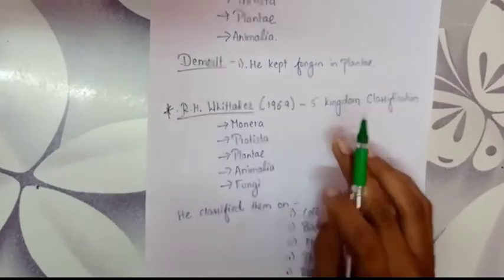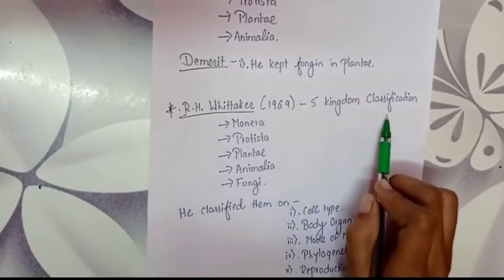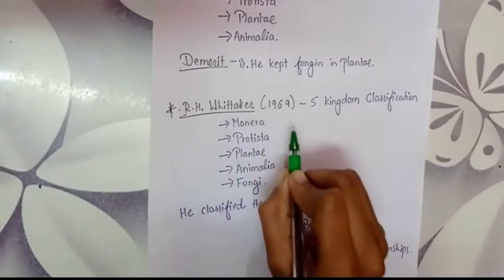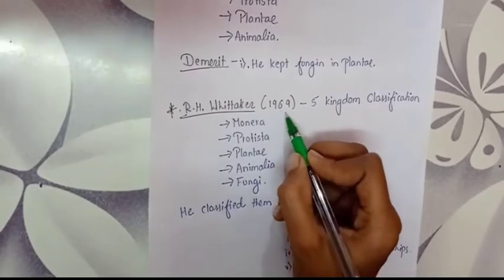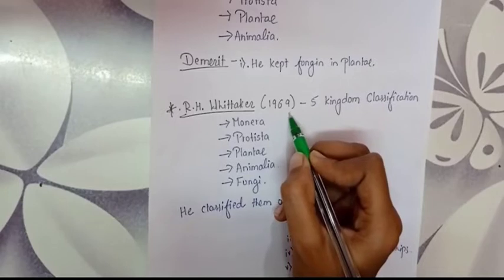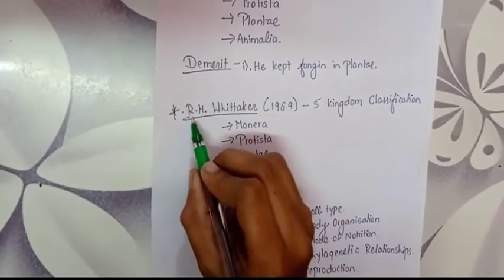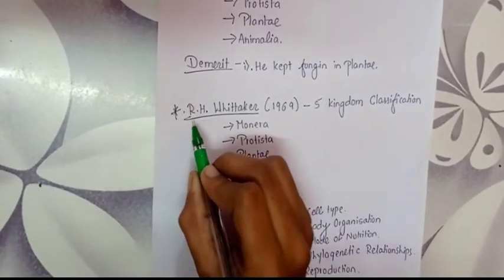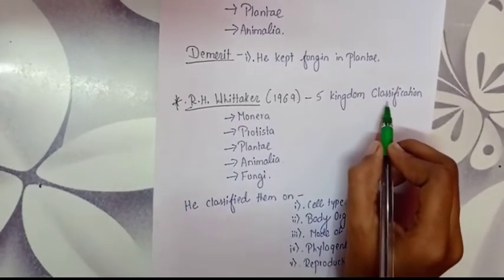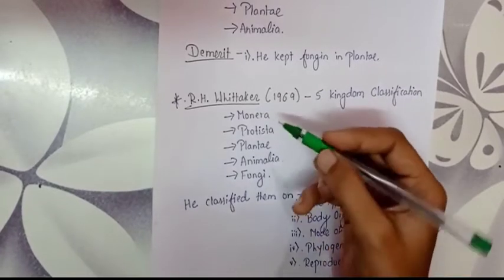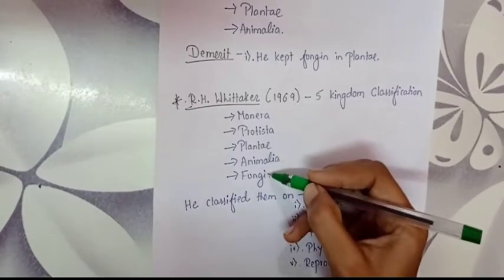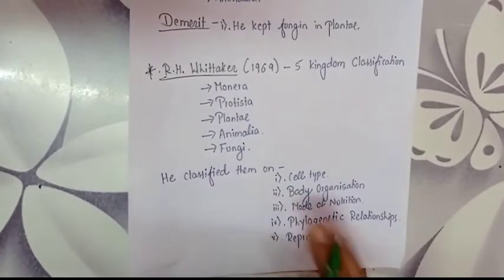Now, the next attempt, the five kingdom classification, was made by R.H. Whittaker in 1969. This year is also very important. It's asked in the exams many times, and the scientist's name we also have to remember: R.H. Whittaker, the five kingdom classification. He classified the living organisms into Monera, Protista, Plantae, Animalia and Fungi.